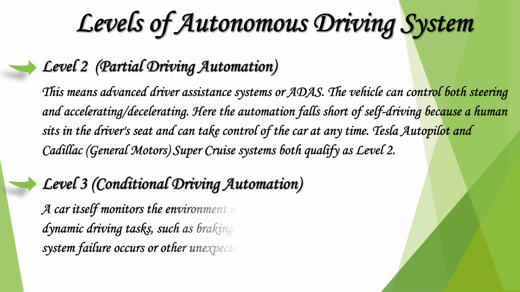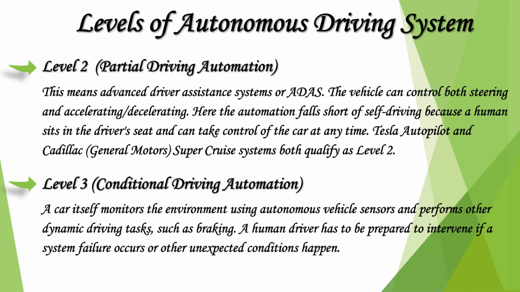Level 3 is conditional driving automation. A car itself monitors the environment using autonomous vehicle sensors and performs other dynamic driving tasks, such as braking. A human driver has to be prepared to intervene if a system failure occurs or other unexpected conditions happen.